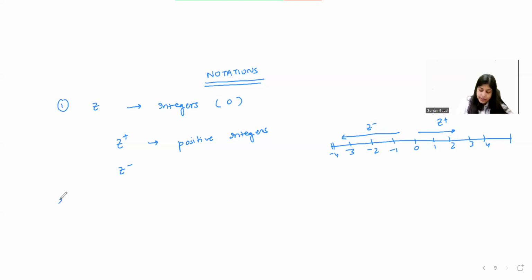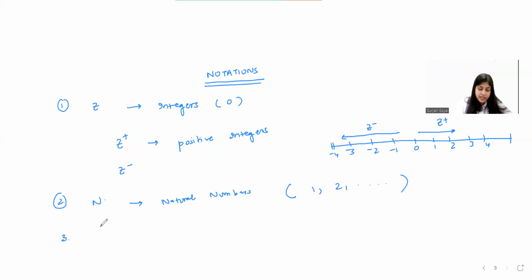Then second is N. N corresponds to natural numbers. What do I mean by natural numbers? Natural numbers start from 1. It starts from 1, 2, 3. The set of natural numbers means it will start from 1.